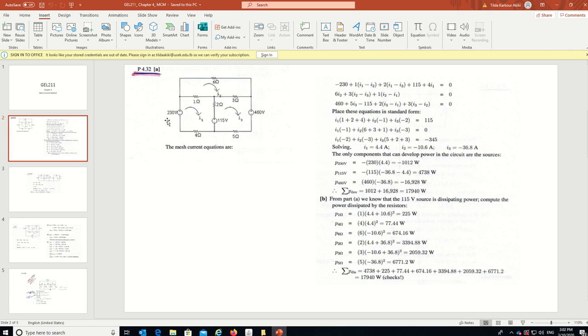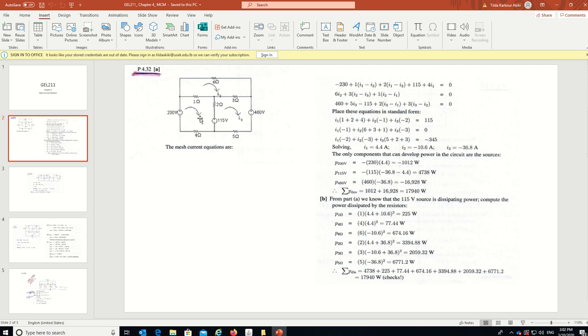sources. For the 230 volt source, the current is I1. It's entering the negative terminal. For the 460 volt, the current is I3. It's entering the positive terminal. For 115 volt, the current is I3 and I1. So you have to be careful.